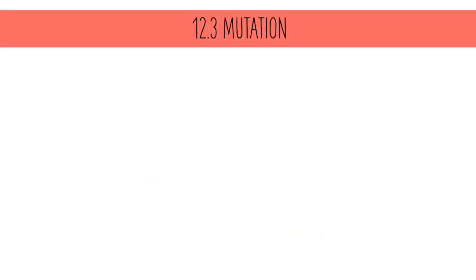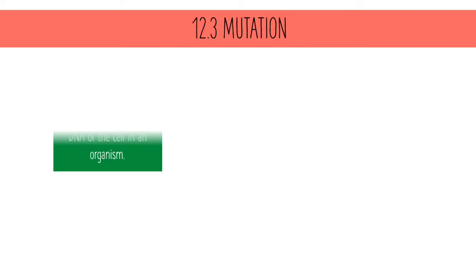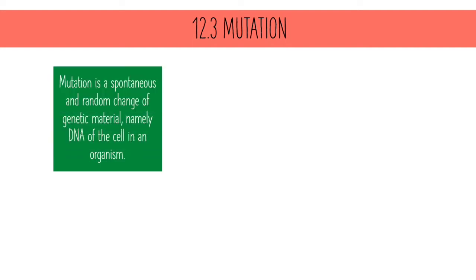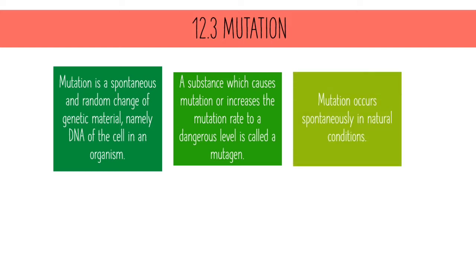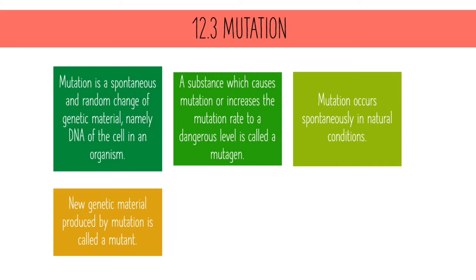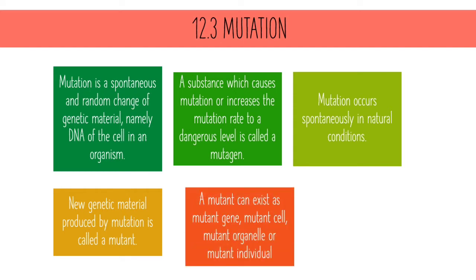So that's all. We move to the next subtopic, 12.3, which is mutation. Mutation is a spontaneous and random change of genetic material, namely DNA, of the cell in an organism. A substance which causes mutation or increases the mutation rate to a dangerous level is called a mutagen. Okay, mutasi adalah satu perubahan yang spontan, yang secara rawak berlaku pada DNA. Jadi bahan yang menyebabkan mutasi dipanggil mutagen. Mutation occurs spontaneously in natural condition, and new genetic material produced by mutation is called a mutant. A mutant can exist as a mutant gene, mutant cell, mutant organelle, or mutant individual.